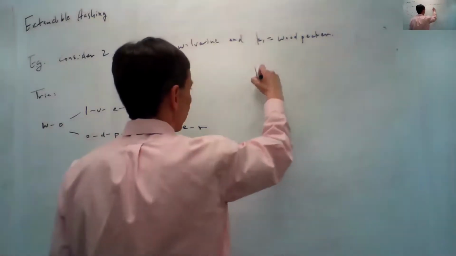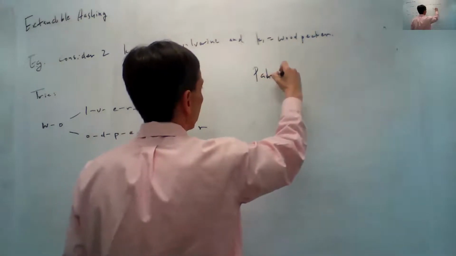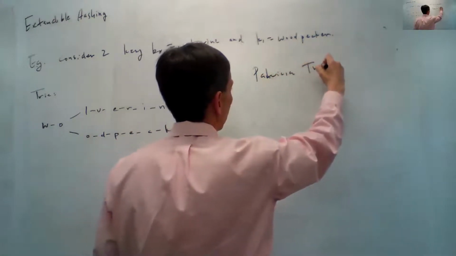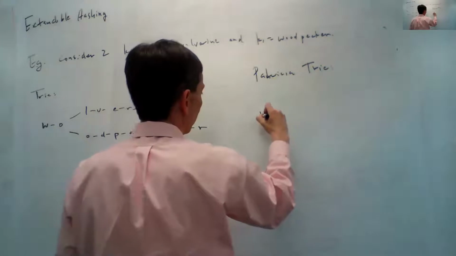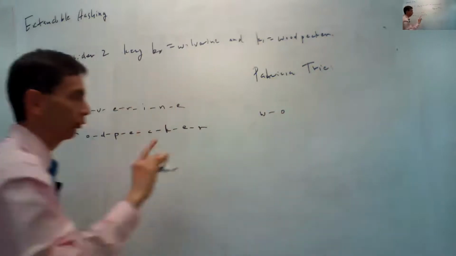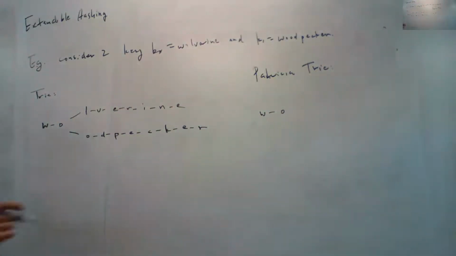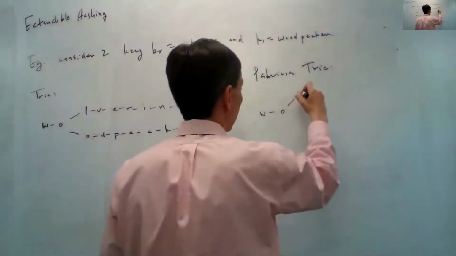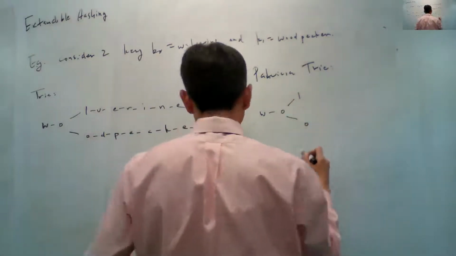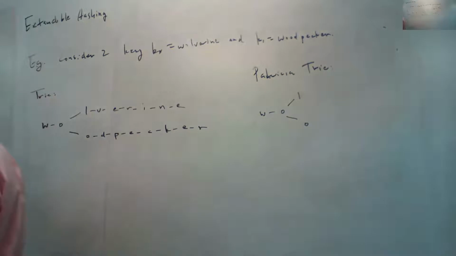So if we went with a Patricia trie, then what we would do is we would still have WO because there's two paths following that. But once we got to L and O, we could actually stop. And we could just make this a leaf node.